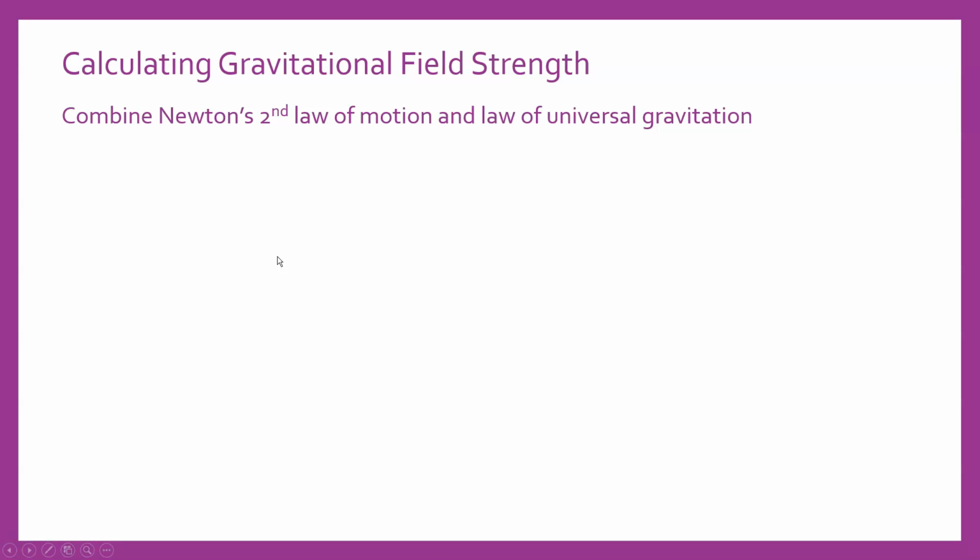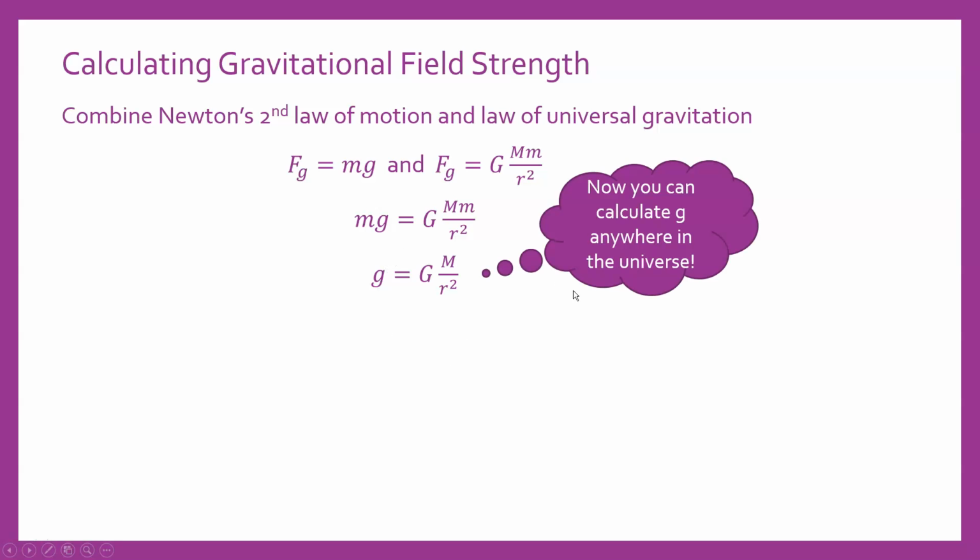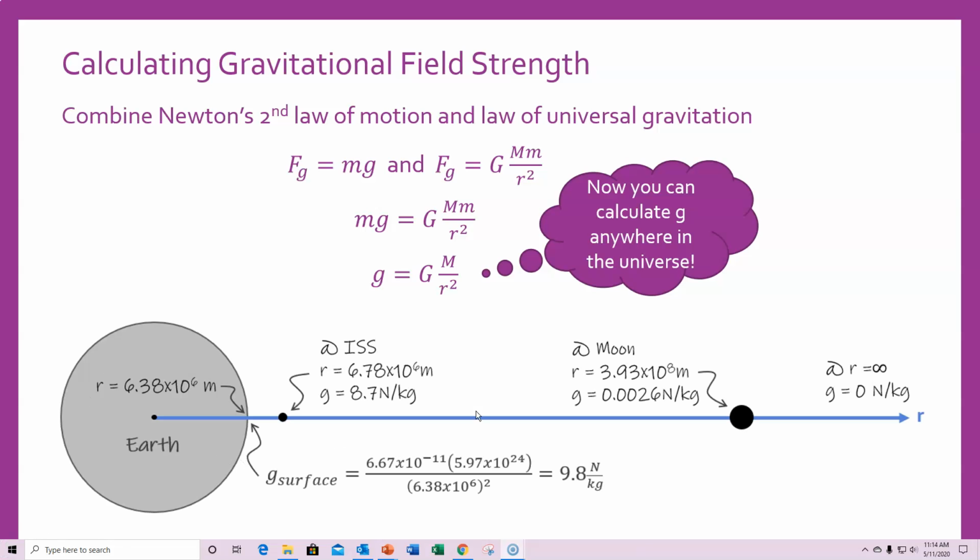To do this, we combine Newton's second law of motion and Newton's law of universal gravitation. Here are those two equations. We've customized Newton's second law for the force of gravity, and we set them equal to each other. Doing some manipulation, we come up with this expression that allows us to calculate g, the gravitational field strength, anywhere in the universe.